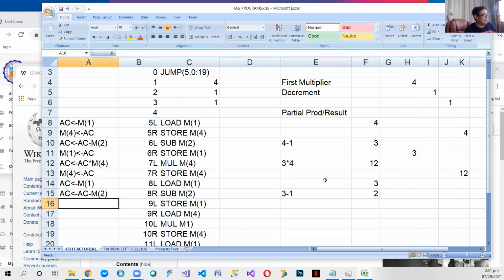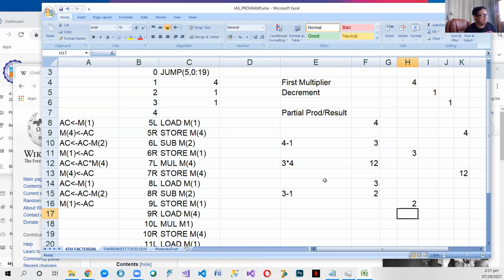And we store it to M1. Okay? Store M1 means M1 receives AC. Parang egress siya. So M1 will be 2. The next multiplier is 2. So we're done with this step.